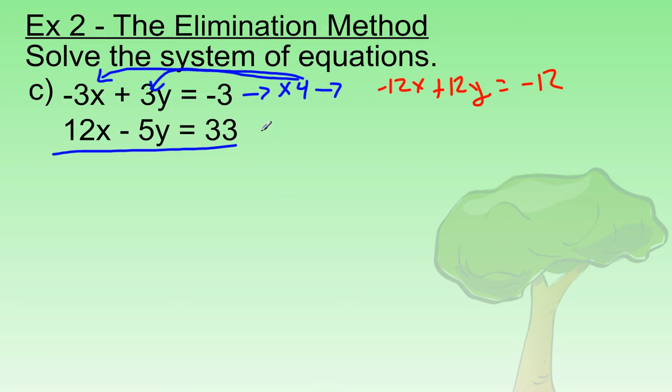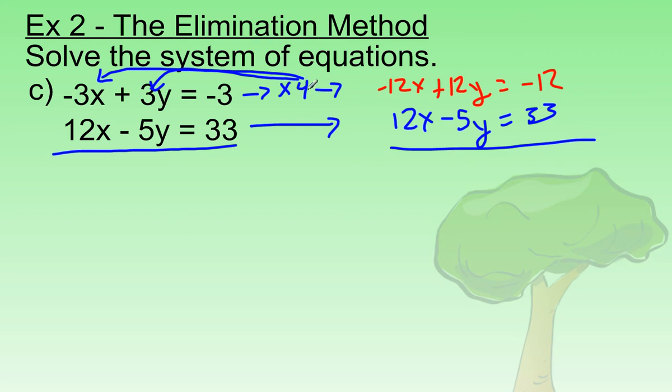And why on earth did you do that, Mr. Henry? Because if you look at this bottom equation, 12x minus 5y equals 33. Look at that. By multiplying the whole top equation by 4, now I have similar coefficients. They're different signs. One's positive, one's negative, which is fine. And now I can use this elimination method.